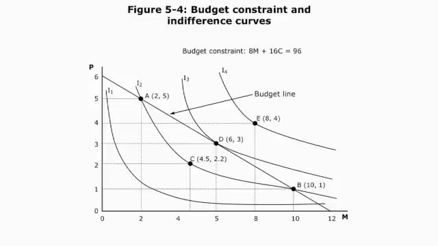And what we see is that the best you can do is to choose point D, with 6 movies and 3 pizzas. That should be P on the y-axis, not C. It should be movies on the x-axis and pizzas on the y-axis. The best you can do is to choose point D. Now, what's the value of your utility at point D? We understand the value is meaningless, but just so we can compare.